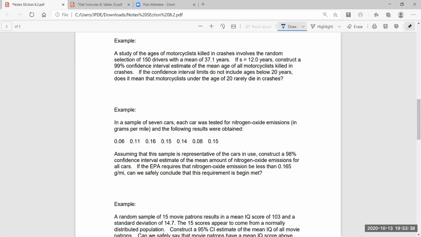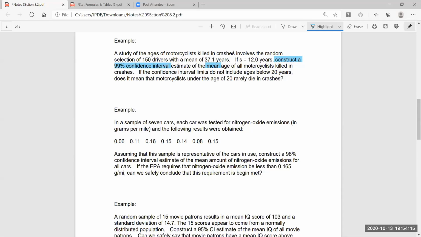confidence interval. So this first example says a study of the ages of motorcyclists killed in crashes involves the random selection of 150 drivers with a mean of 37.1 years. If S equals 12 years, construct a 99% confidence interval estimate of the mean age of all motorcyclists killed in crashes.